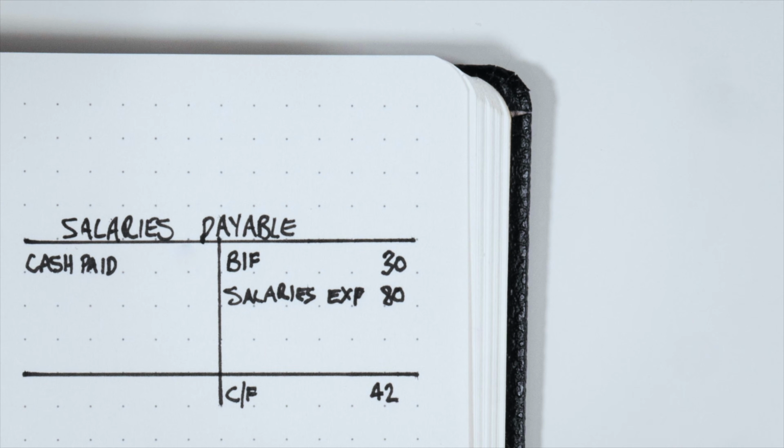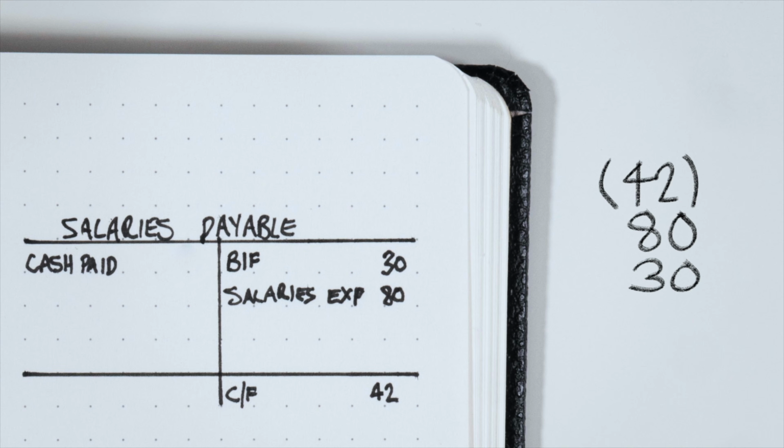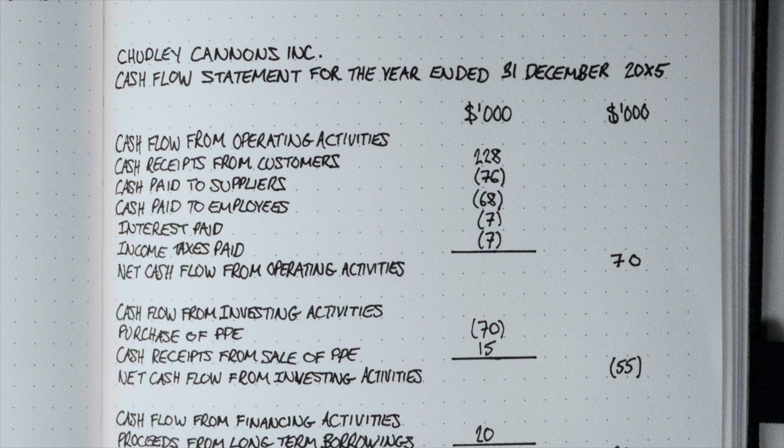Our closing balance of negative 42 less the salaries expense of 80 less the opening balance of 30 gives us cash paid to employees of 68. This number is positive, so we debit the T account by 68. And does it tie back to our cash flow statement? Yes, it does. Perfect.